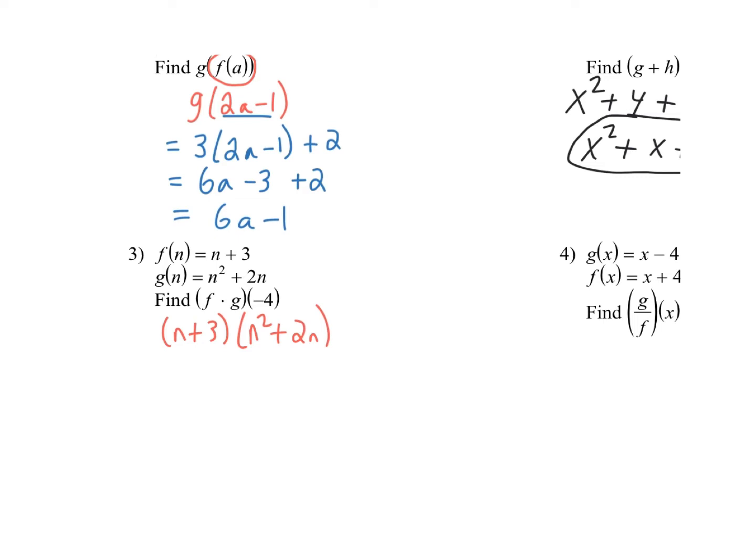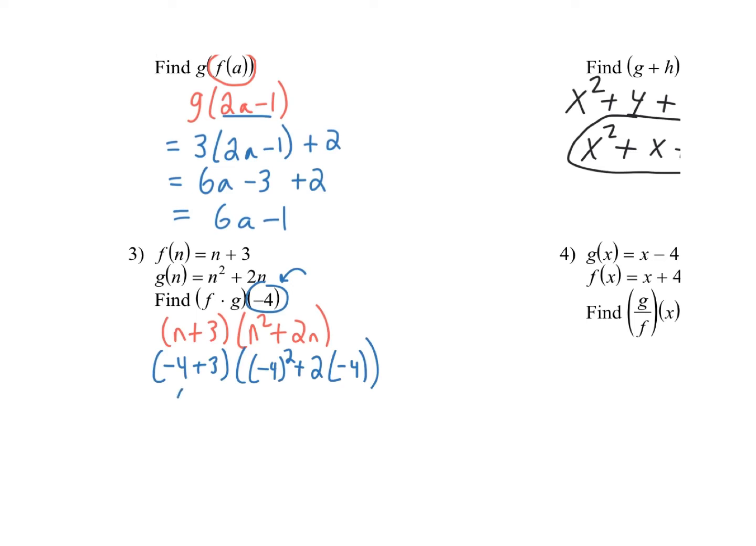But since they gave us the value for the variable, I'm going to do it a little differently. I'm going to plug in the negative 4 first before I multiply. It might just make it a little bit easier to calculate the answer in the end. That out there just means that's the value of the variable. And then we'll simplify each.